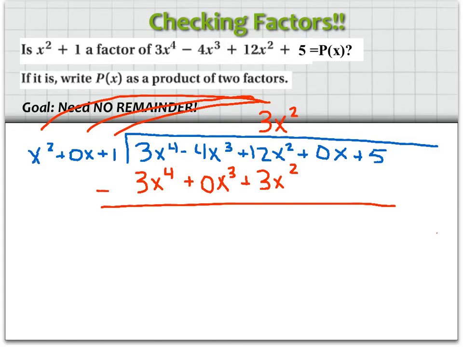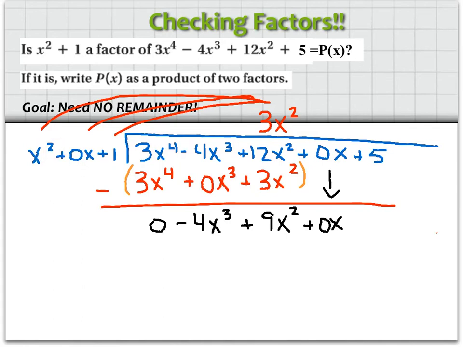And then I subtract, right? So everything needs to subtract. If you want to put parentheses here to kind of remind yourself of that, go ahead and do that. So 3x to the fourth minus 3x to the fourth gives me 0. Negative 4x cubed minus 0x to the third is negative 4x cubed. 12x squared minus 3x squared gives me positive 9x squared, right? And then we bring down the next term. And then we start over.